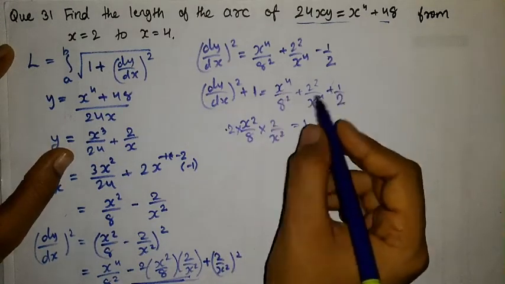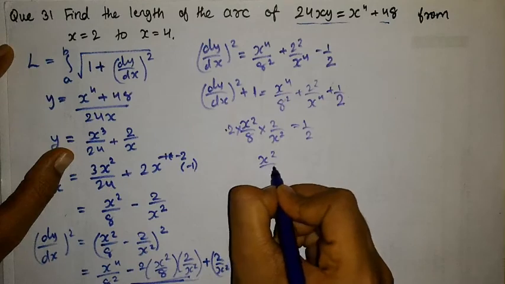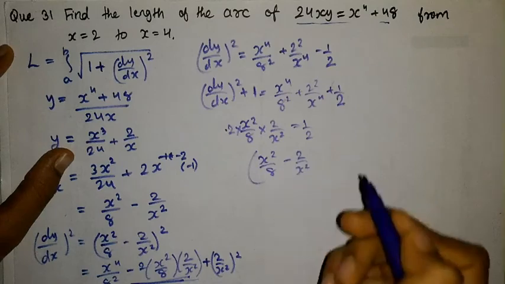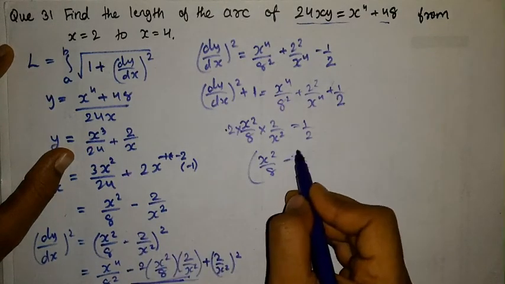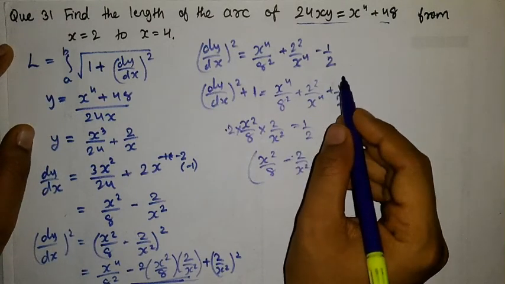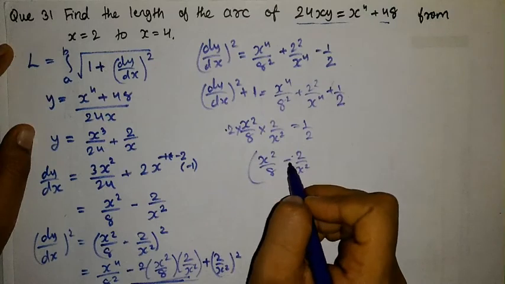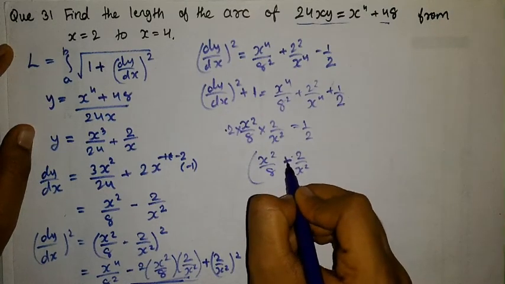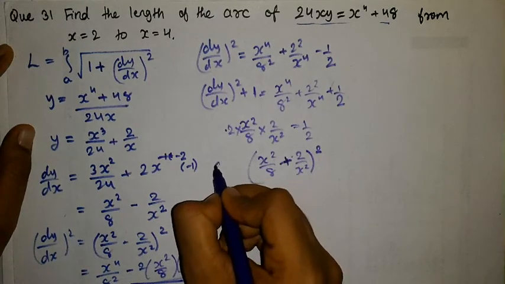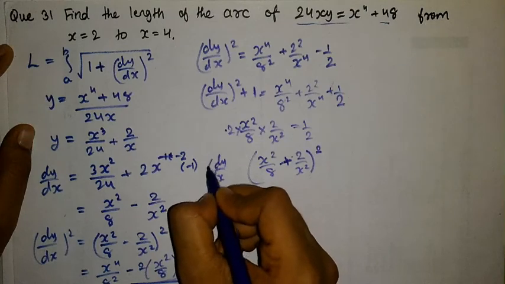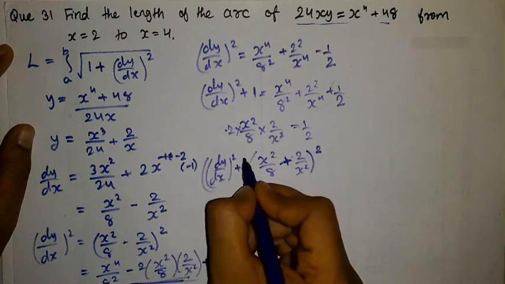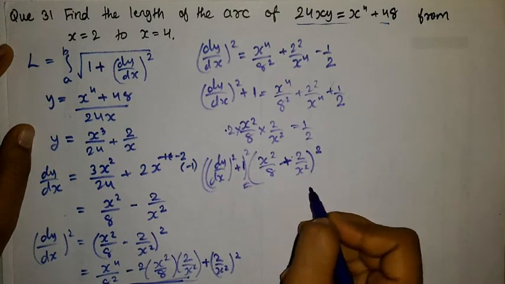So we can write this term as (x square upon 8 minus 2 upon x square). Here what will be the change? Here it will get plus, because by adding 1 we get plus 1 by 2 instead of minus 1 by 2. So when we convert in square form, this will be plus and the rest will remain as it is. So this we got: (dy/dx) whole square plus 1 is equal to (x square upon 8 plus 2 upon x square) whole square.